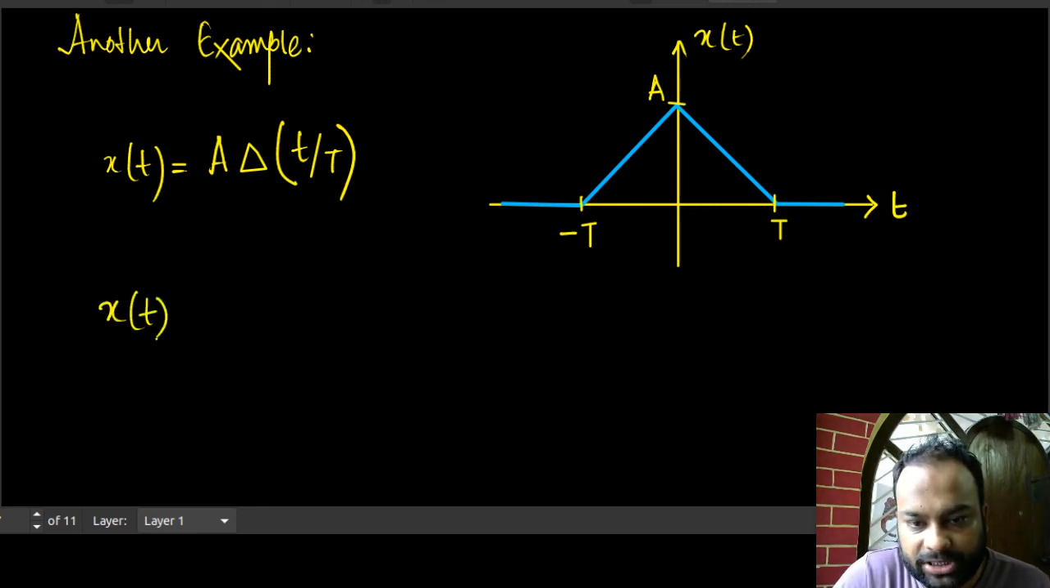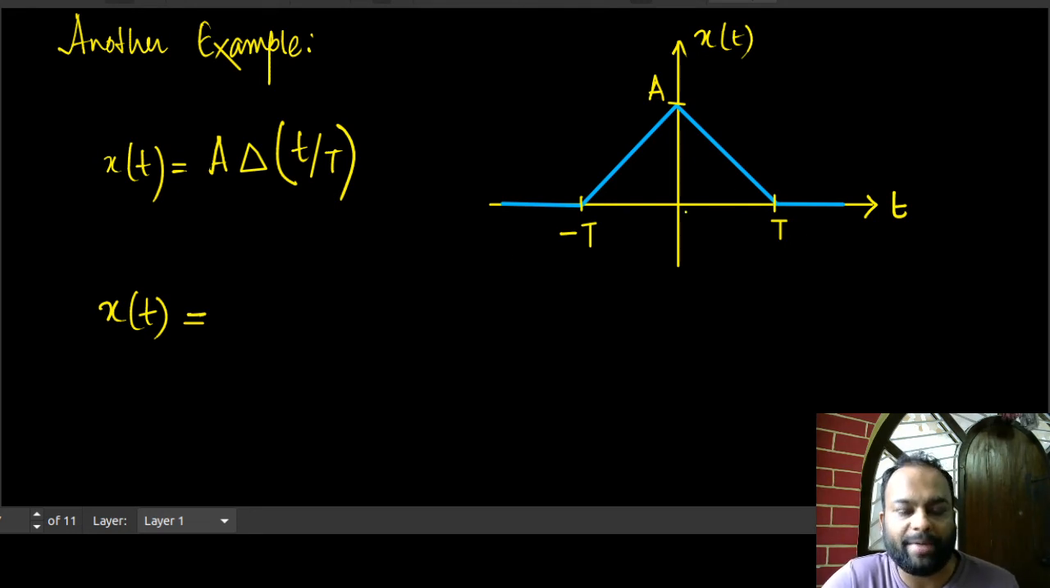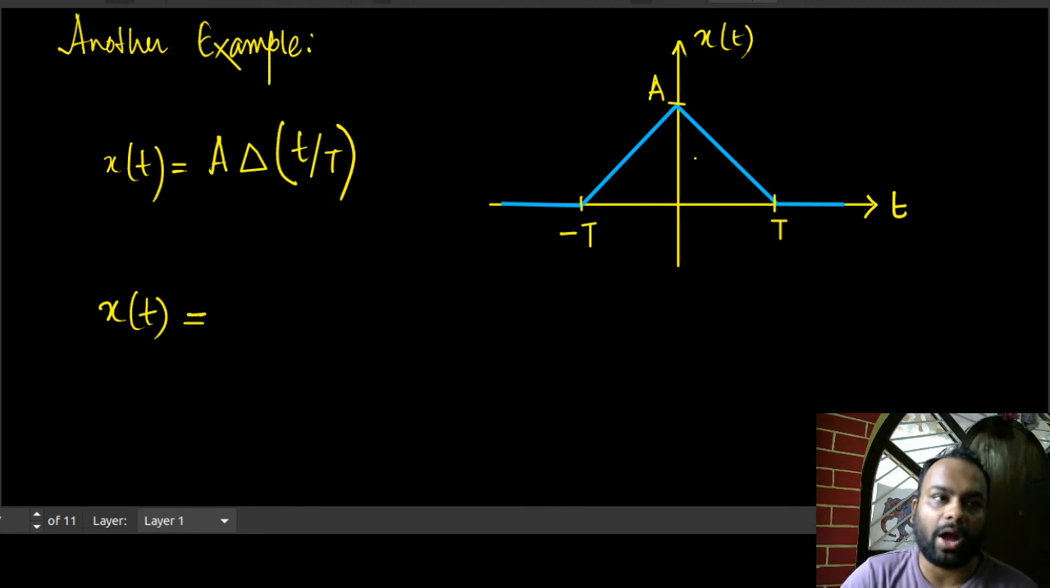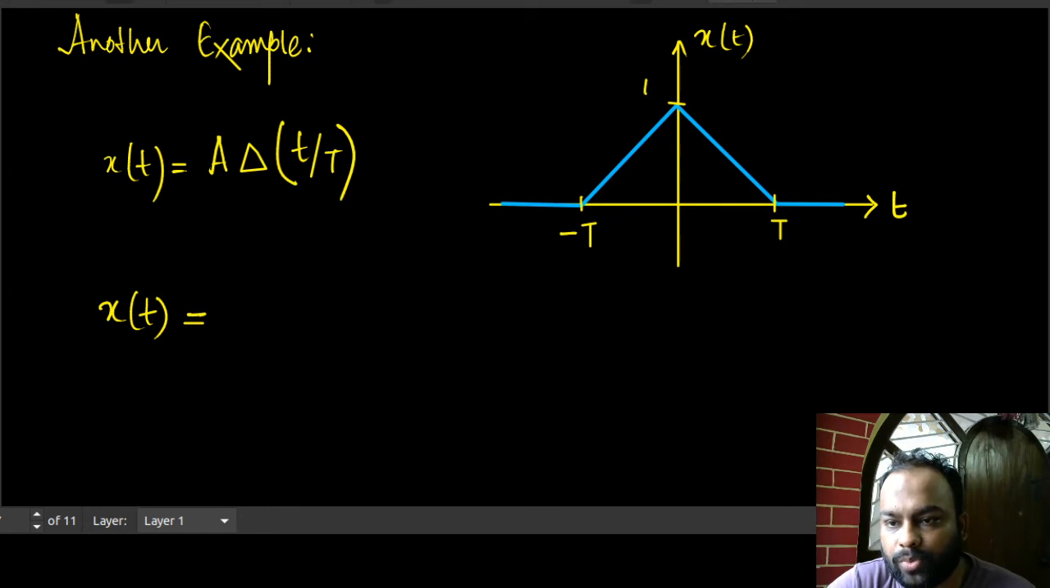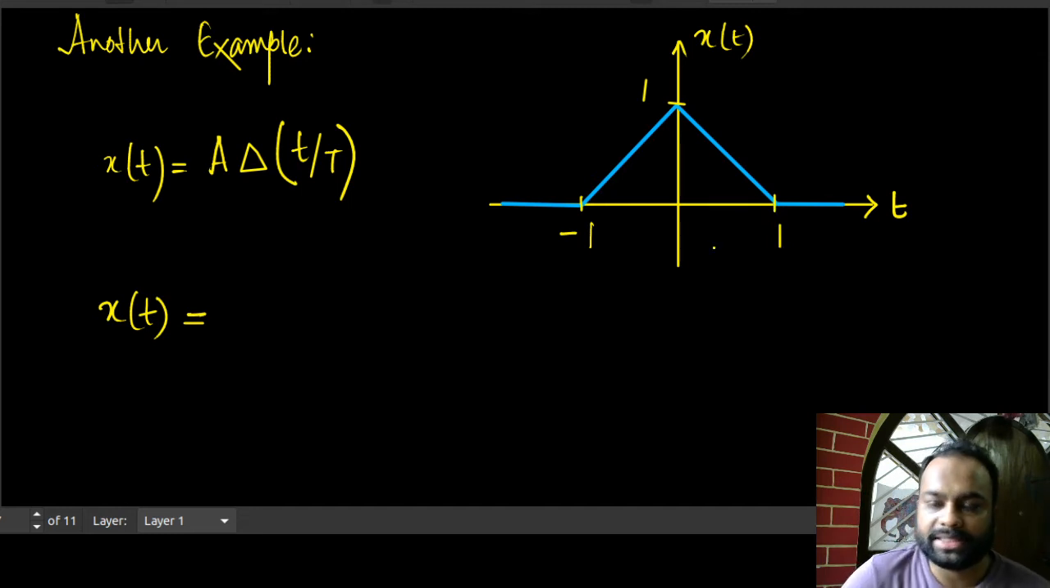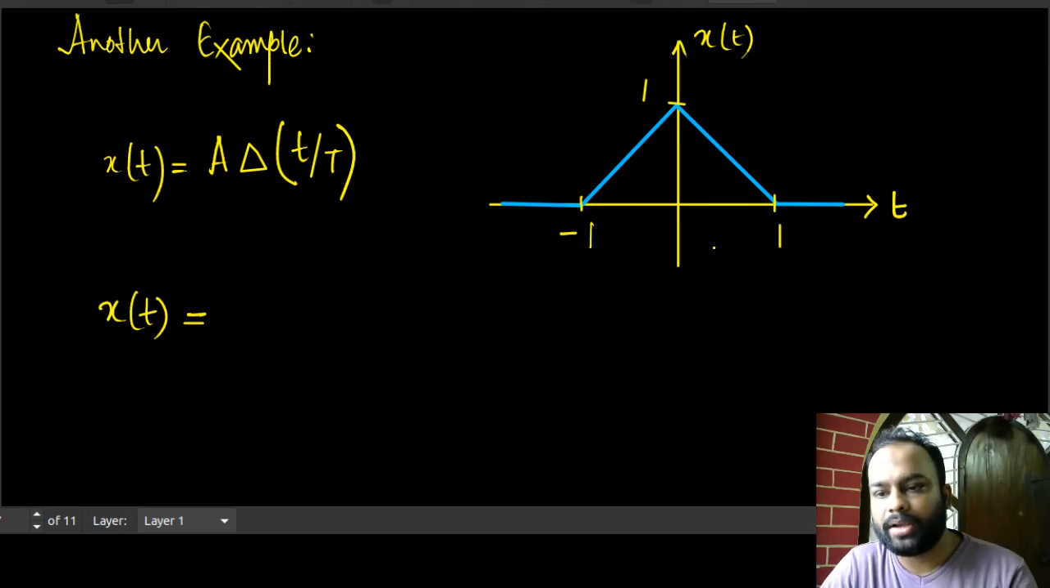We can first try to figure out the definition of this function in terms of ramp functions, right? These look like ramp functions. So can you try to figure out the definition of this as ramp functions? So let's say this is 1. If this is 1, can you figure this out as functions of ramp function? Okay, for my example, let's say this is minus 1, and this is plus 1. Let's simplify things as much as we can.